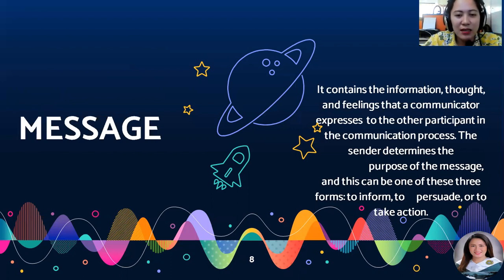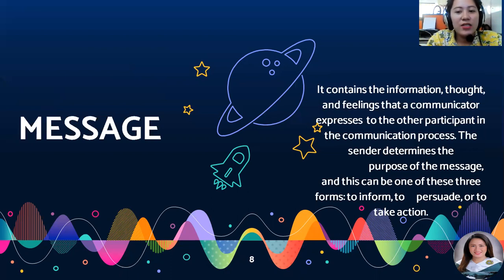So since the boss said that please come to my office at 3 p.m., so the intention of that is to take an action. So still that is one way of giving information to the employee that he or she must come to the office at 3 p.m. So it could also be a thought or feelings. For example, a man would say, I love you to a woman. So that is a feeling that the communicator expresses. So I love you there is the message, and the man is the sender, and the woman is the receiver.